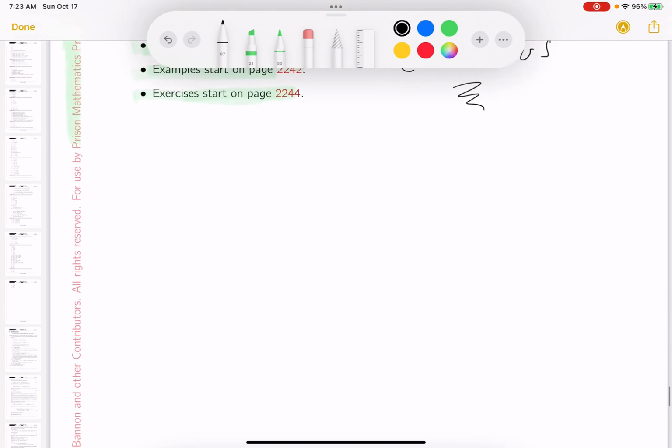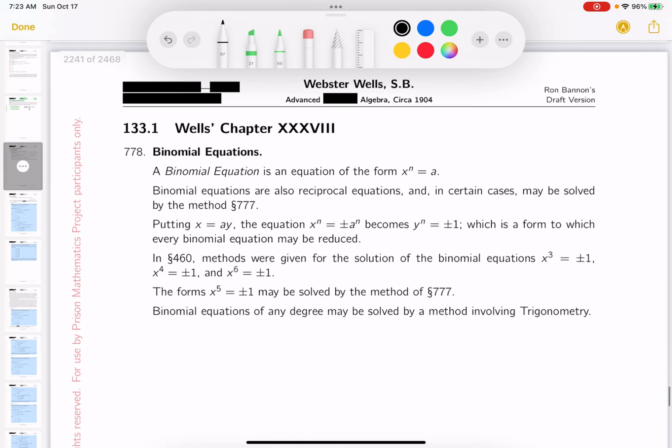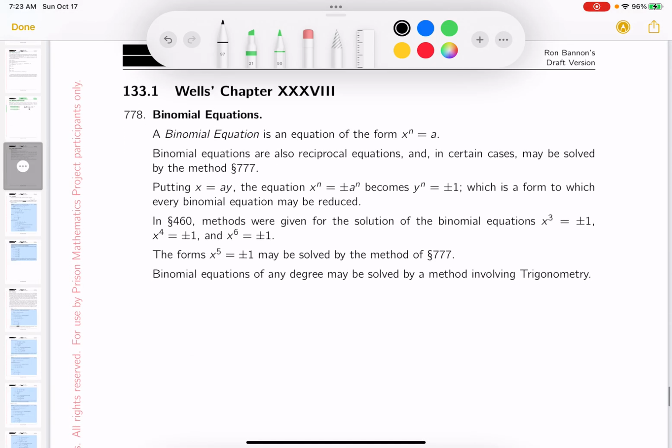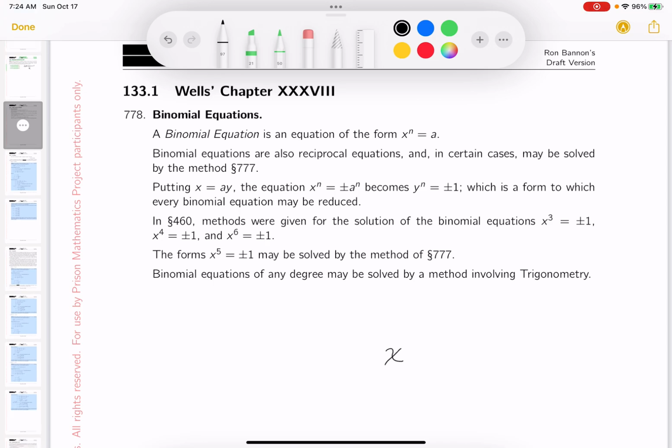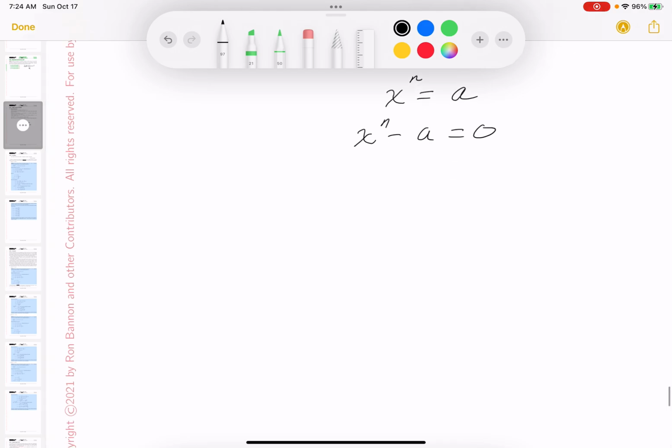All right, let's look at the contents. Again, I'm not going to read it to you. The expectation is to read through that and try to make some sense out of it. So we'll talk about binomial equations, and we've certainly done binomial equations before. They're of this form: x to the nth power equals a, so this should be x to the n minus a equals 0. The bottom line here is we've done these before, and in a variety of ways.